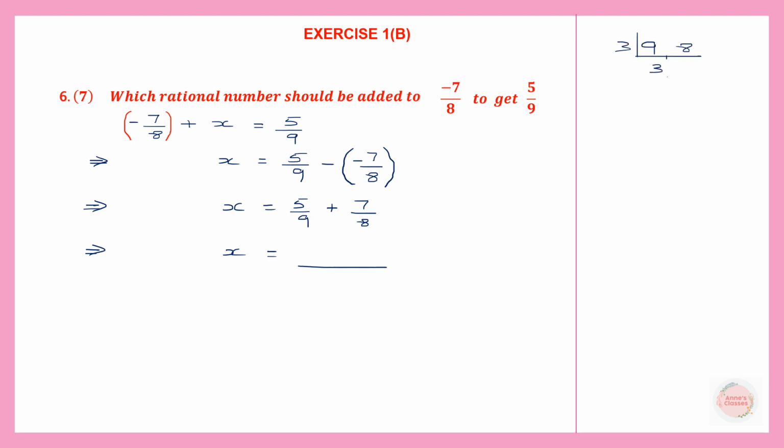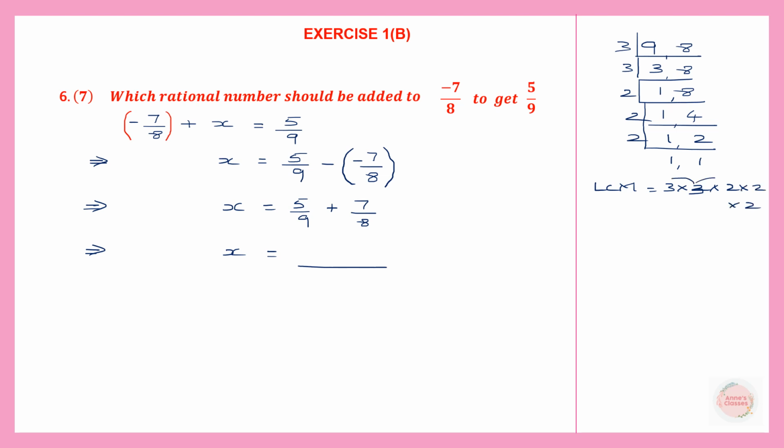3 3s are 9, 8. Again you continue with 3. 3 1s are 3, 8. Then you bring down, now we do it with 2. 2 1s are 2, 2 4s are 8. Continue with 2. 2 1s are 2, 2 2s are 4. Again with 2, 1 and 2 1s are 2. Now let's find the LCM. LCM is 3 into 3 into 2 into 2 into 2. 3 3s are 9. 9 2s are 18. 18 2s are 36, and 36 into 2 is 72. So the LCM is 72.